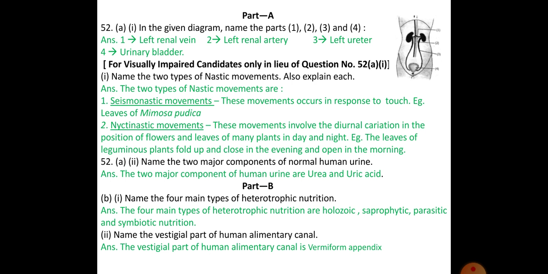Name the two major components of a normal human urine. The two major components of human urine are urea and uric acid. Name the 4 types of heterotrophic nutrition. The 4 main types of heterotrophic nutrition are holozoic, saprophytic, parasitic, and symbiotic nutrition. Name the vestigial part of human alimentary canal. The vestigial part of human alimentary canal is vermiform appendix.